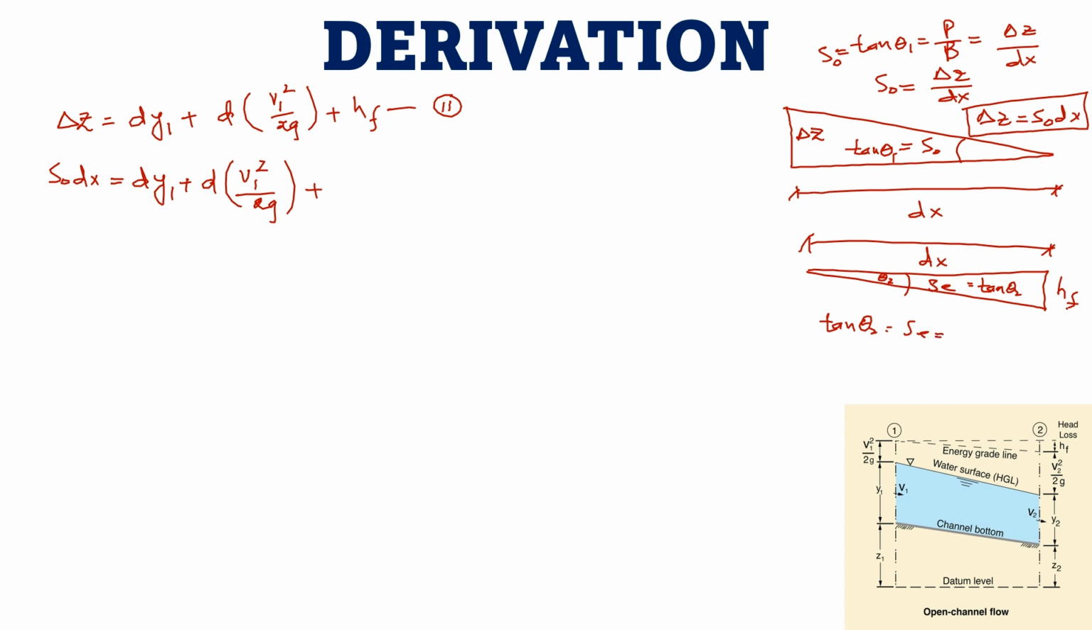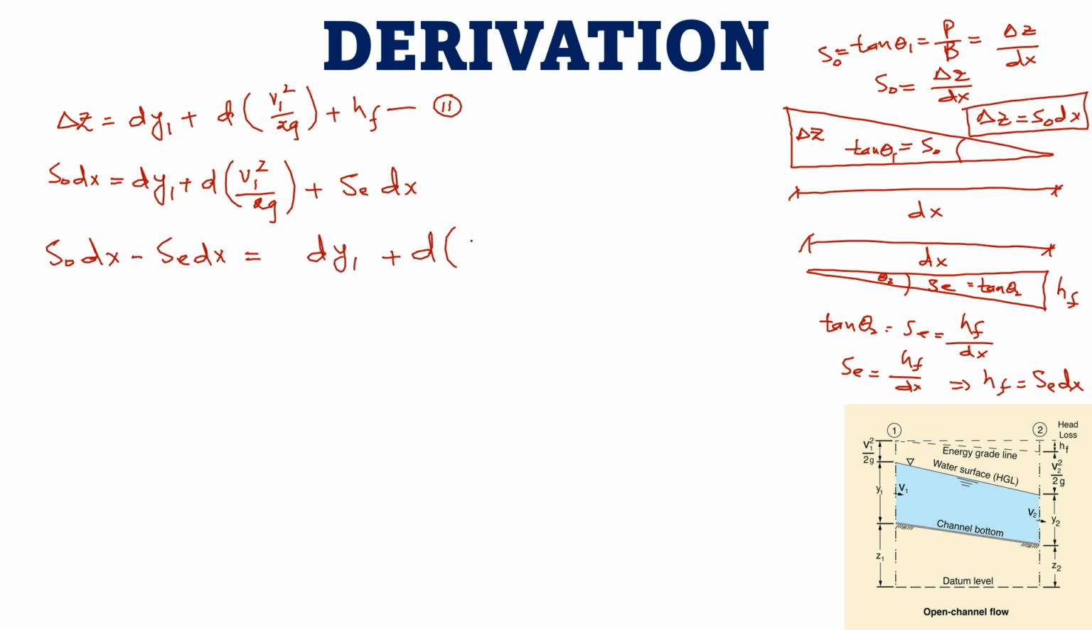This is equal to perpendicular over base. In front of theta, we have a perpendicular, that is HF over dx. So SE is equal to HF over dx. What will be HF? HF will be equal to SE into dx. So we will put the value of SE dx in place of HF. Now shift the dx values to one side. S naught dx minus SE dx equals dy1 plus differential of v1 square over 2g.